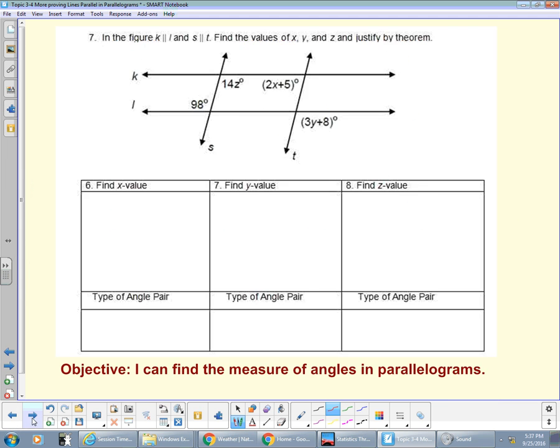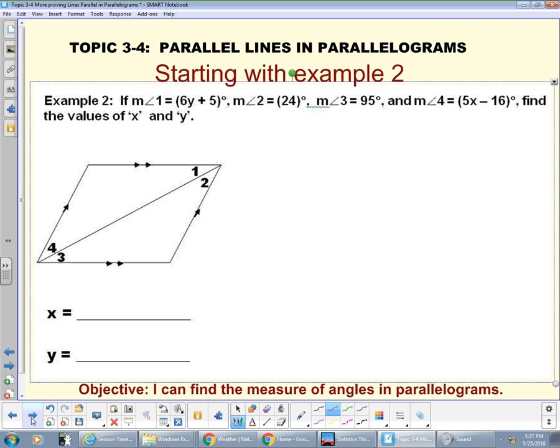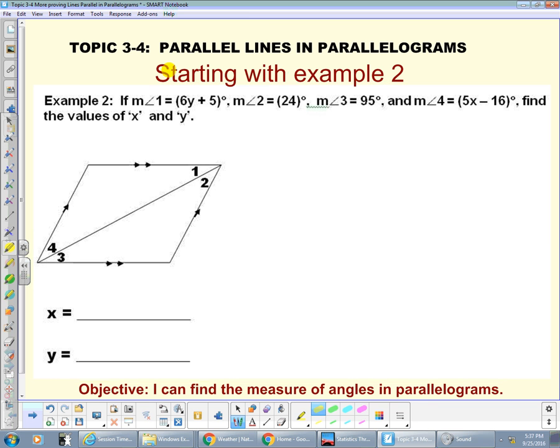So let's look at our notes for today. Notes are real short, only 3 examples, and what we're looking at is parallel lines and parallelograms. Okay. And so in example number 2, starting with example number 2, make sure you're on the same page with me here. If the measure of angle 1 is 6y plus 5, angle 2 is 24, angle 3 is 95, and angle 4 is 5x minus 16.